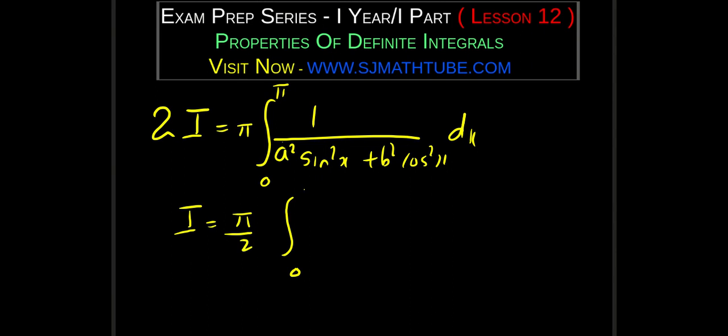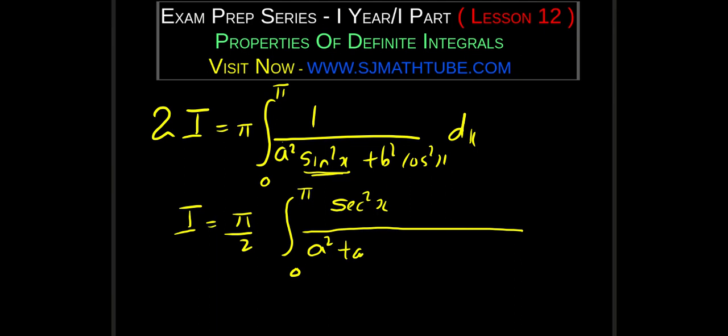Okay, now shall we multiply? So we get sec square x the whole divided by, I told you in the beginning, sine square into sec square will be sine square by cos square, that is tan square, plus b square into 1.